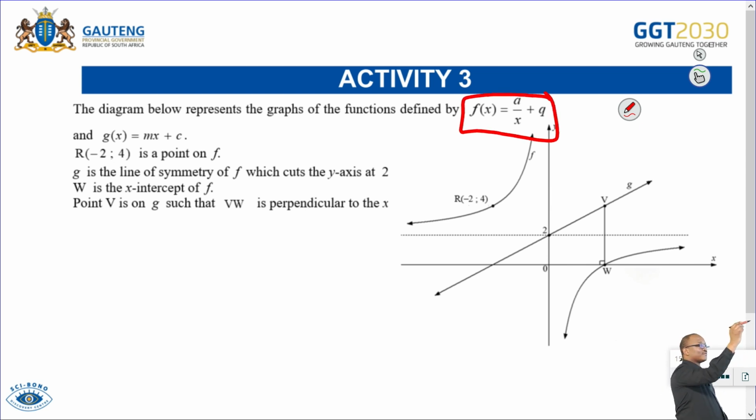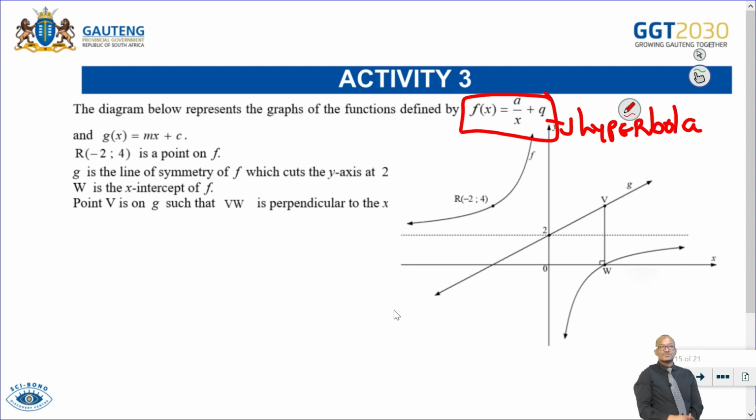By a graph given like that, which is unknown, you must know what type of graph that is. In this case, we know, we have done graphs. This is a hyperbola. Correct. And you must also know the shape of a hyperbola. And now, which graph again? g of x is equal to mx plus c. That is a straight line. Correct. So now, the first point there says R is negative 2 and 4.